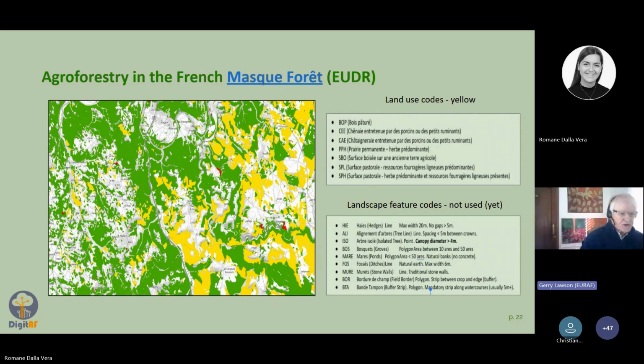The yellow is the agroforestry area. It's not perfect yet, but it's a good improvement. So you can see those codes, so Bois Pâturés and whatever are being classed as being agroforestry on this map. But there's a lot of other features potentially available which are not yet mapped within this system.